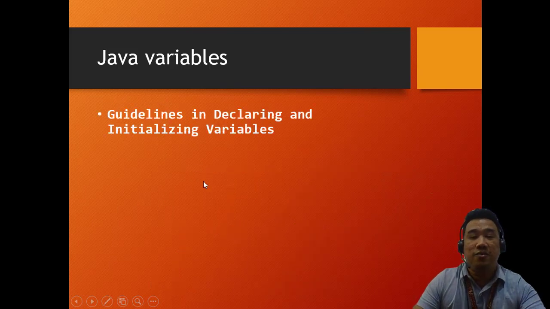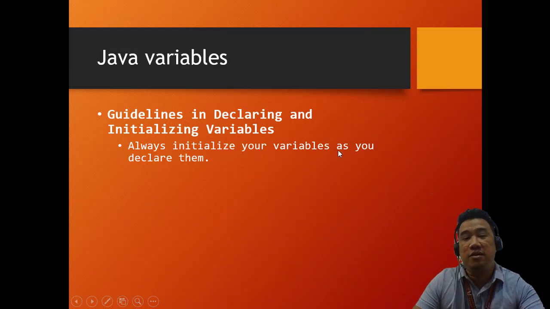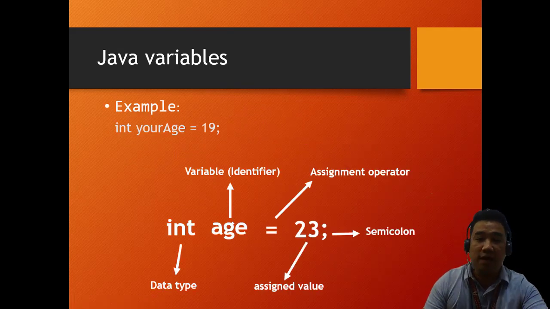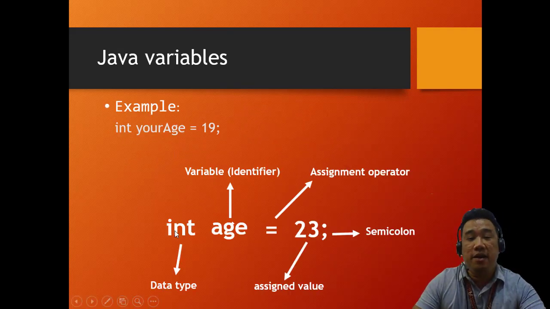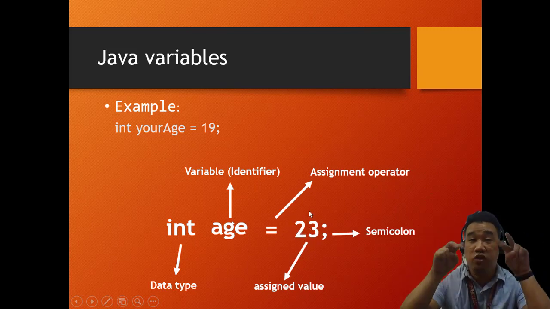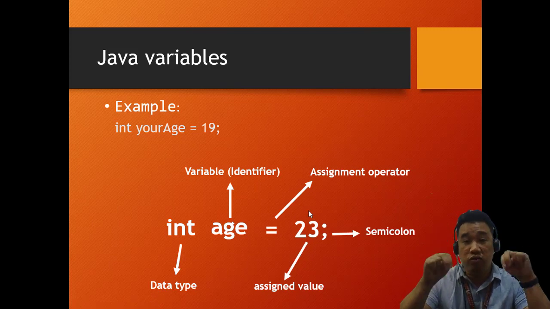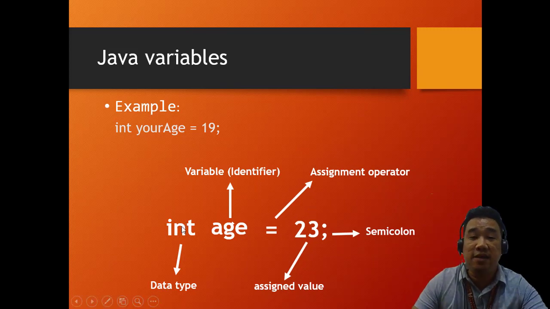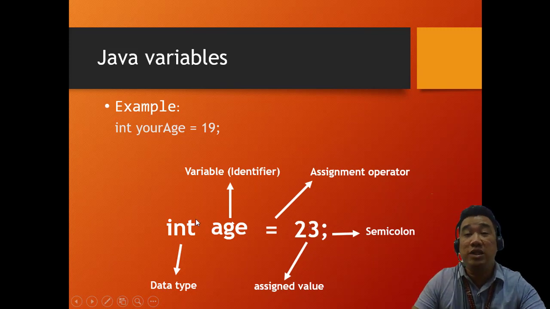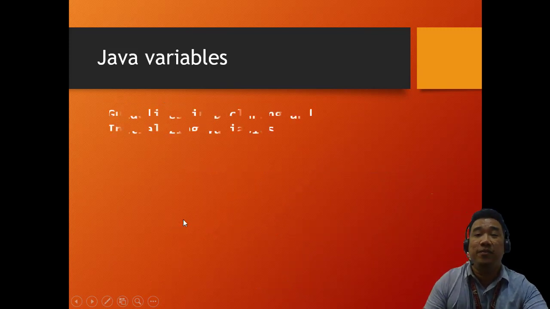Now, guidelines in declaring and initializing variables. Take note, always initialize your variable as you declare it. Meaning to say, if you declare a variable age and you have no value to give, you can put 0. You can't use double quotes, guys. If you put double quotes, it will produce an error since it's an int data type. So where can you use double quotes? Only if you are using the String data type. Okay?